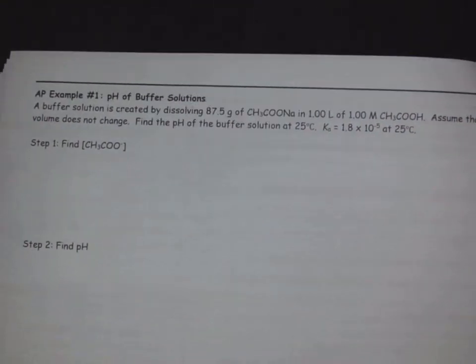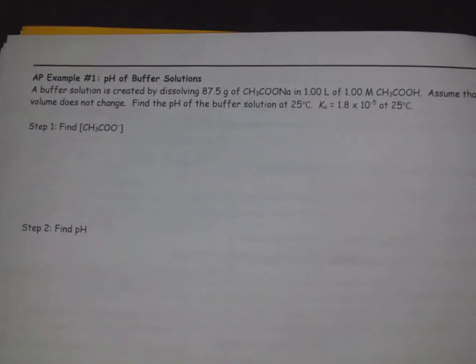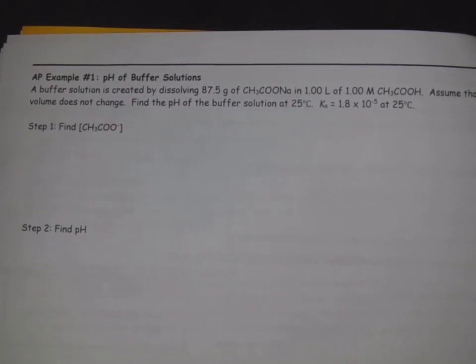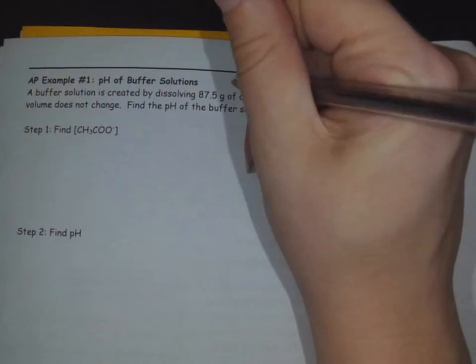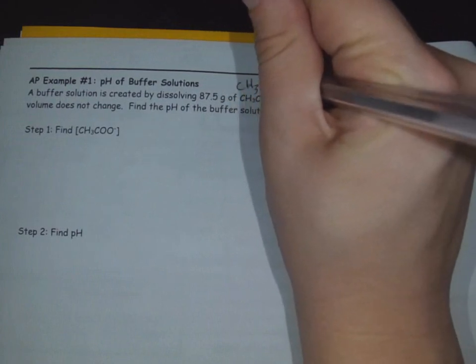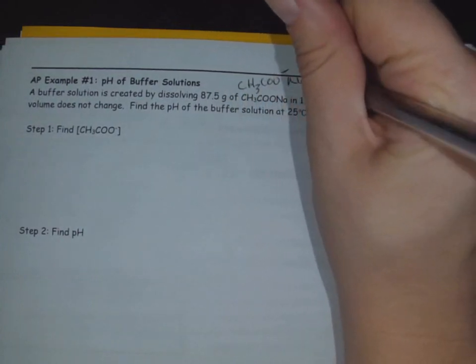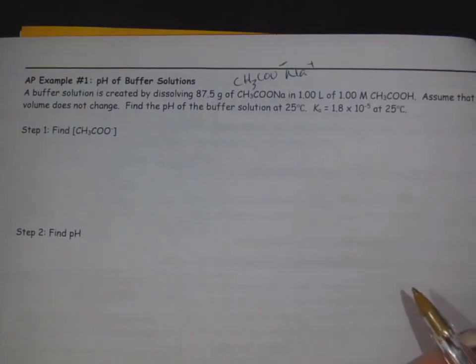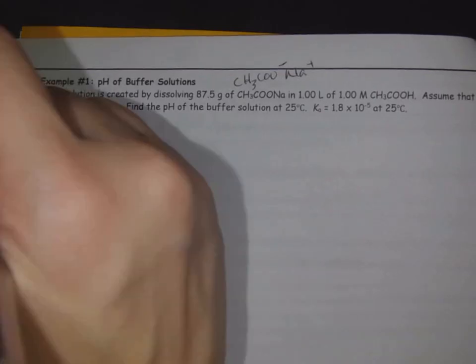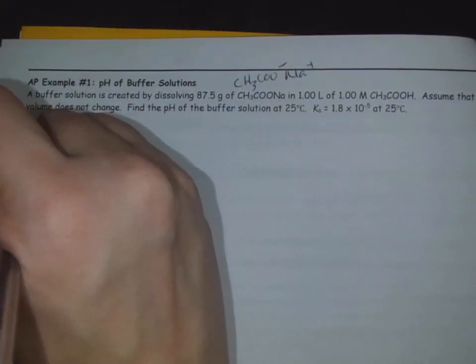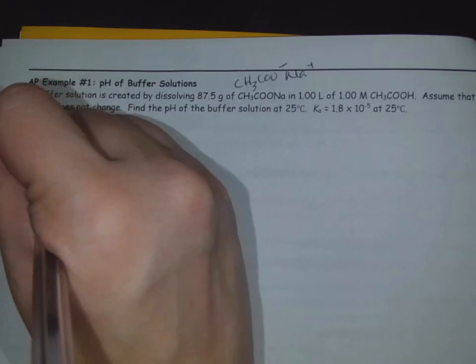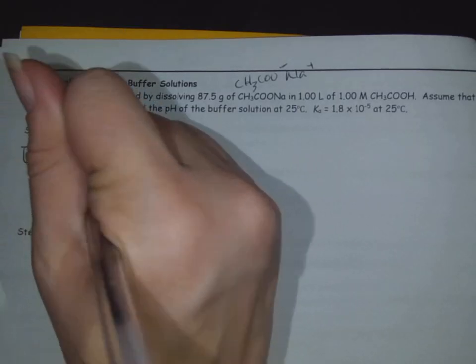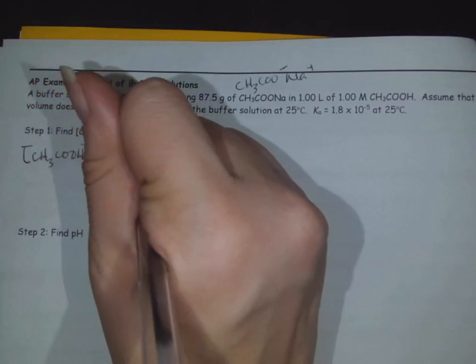Okay, let's do an example. A buffer solution is created by dissolving 87.5 grams of CH3COONa, an ionic compound that is a combination of CH3COO minus and Na plus, in 1 liter of 1 molar CH3COOH. All right, so we need the concentration of the acetic acid, CH3COOH, and that's provided. It's 1 molarity.